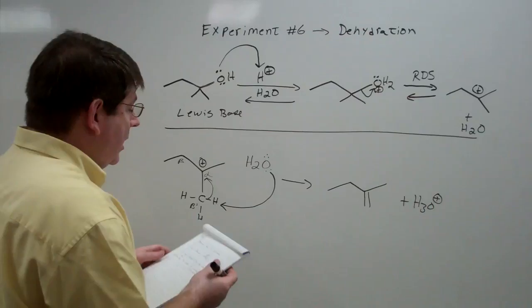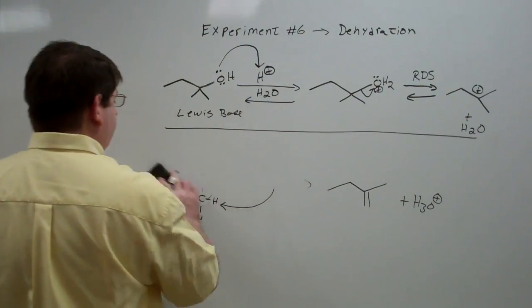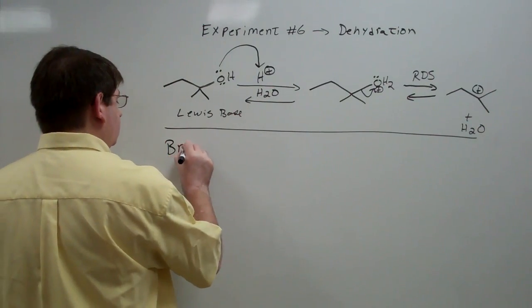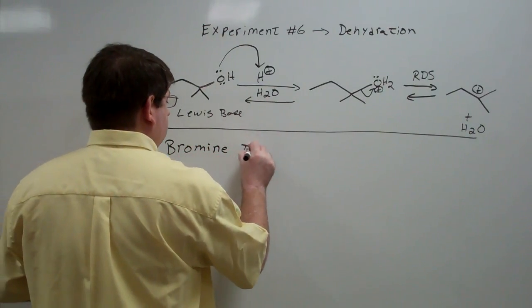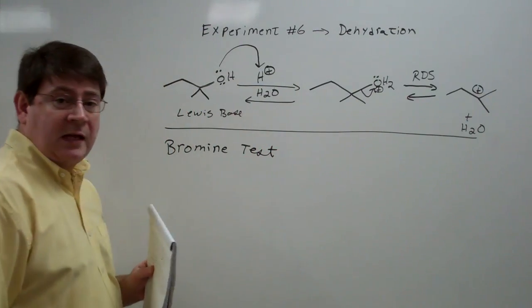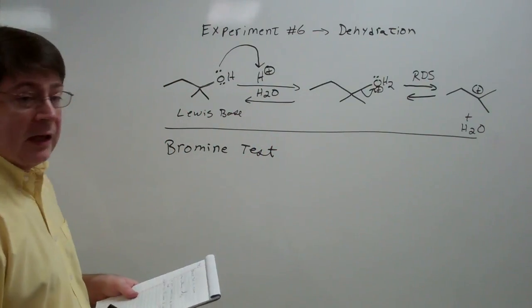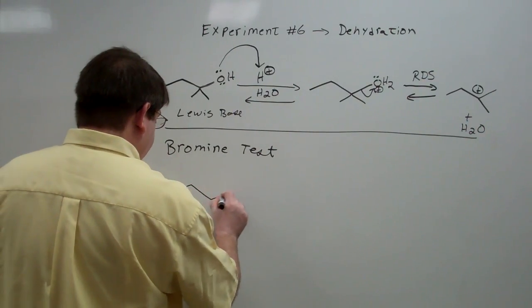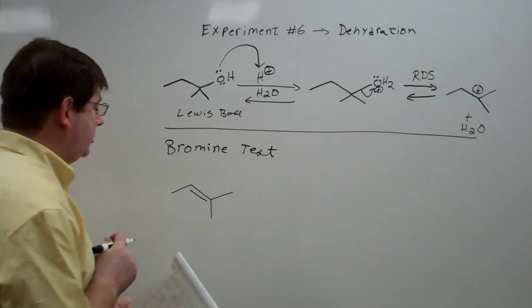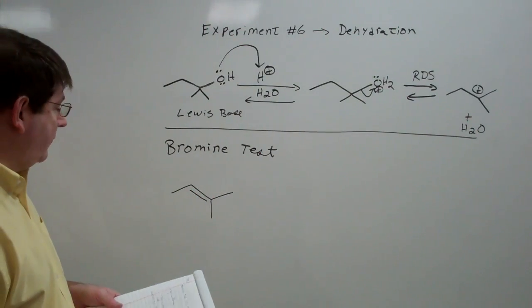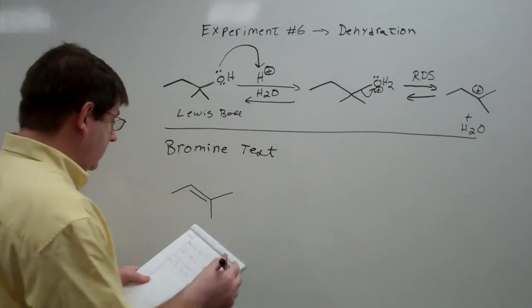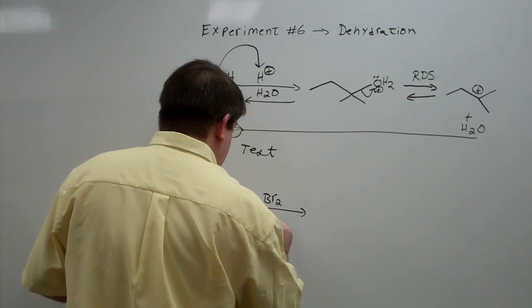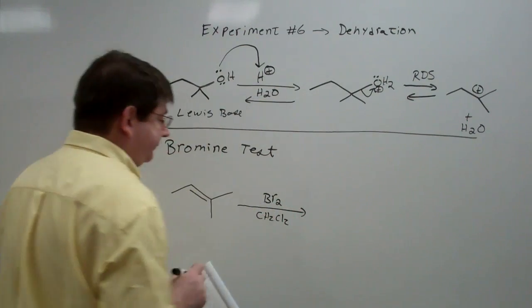You're also going to be performing a bromine test, which is a positive test for the presence of simple alkenes like what we're forming in this particular reaction. And the test is quite simple, very easy to do. You start off with your alkene. I'm just going to start off with the Zaitsev product; that works equally well for the Hofmann product. And you will add that to a solution of bromine in dichloromethane solvent.